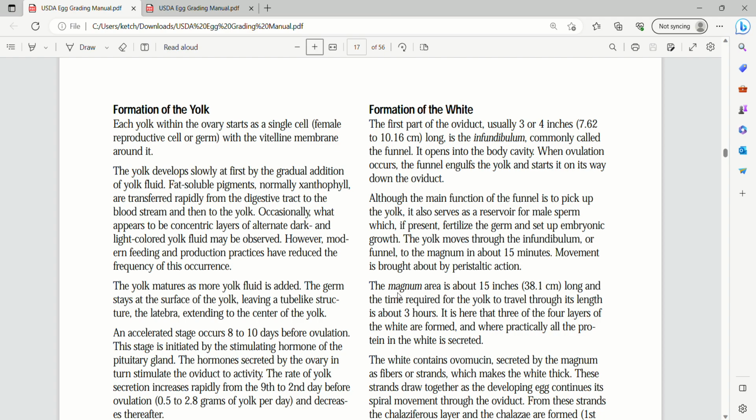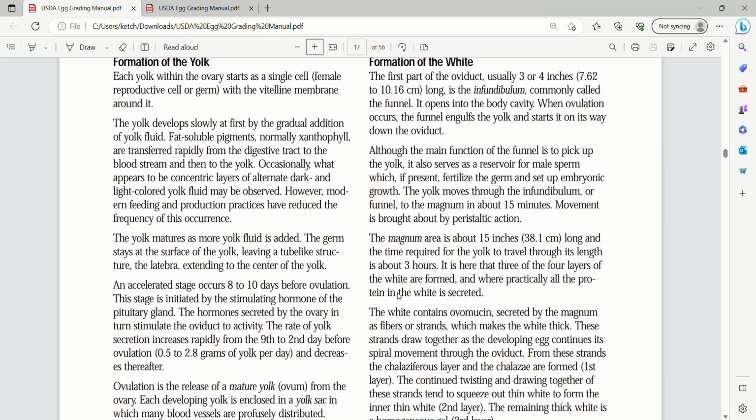The yolk matures as more yolk fluid is added. The germ stays at the surface of the yolk, leaving a tube-like structure, the latebra, extending to the center of the yolk. An accelerated stage occurs 8 to 10 days before ovulation. This stage is initiated by the stimulation hormone of the pituitary gland. The hormones secreted by the ovary in turn stimulate the oviduct to activity. The rate of yolk secretion increases rapidly from the ninth to the second day before ovulation and decreases thereafter.